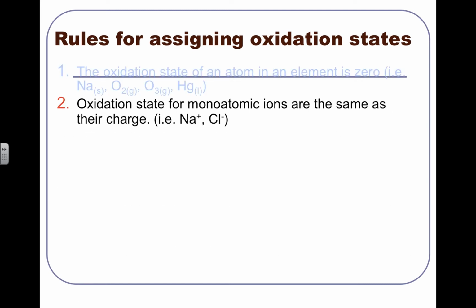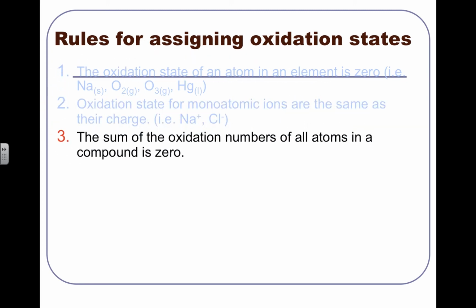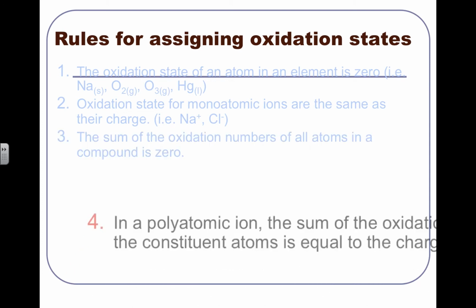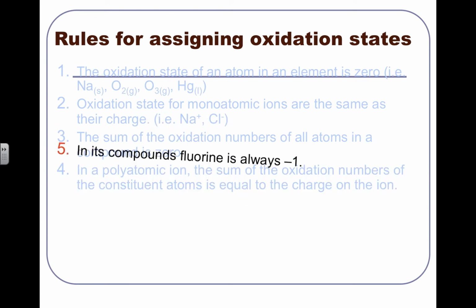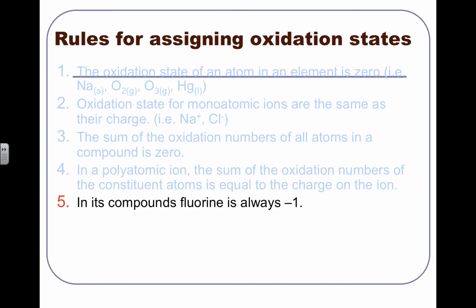If we have a monatomic ion, the oxidation state is the same as its charge. So Na+, its oxidation state is +1. Calcium with a +2 charge is a +2 oxidation state. In a neutral compound, all the oxidation numbers are going to add up to 0. And if it's a polyatomic ion, so there's a net charge on it, the sum of those oxidation numbers equals the charge on the ion. Then there's a few element-specific ones. Fluorine is always -1 in its compounds, not uncombined, but if we have sodium fluoride, fluorine is going to be a -1.